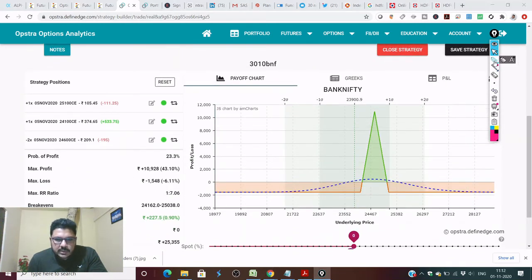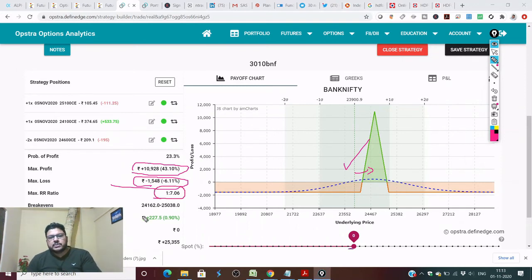You can see my risk is about 1500 rupees. If my view goes wrong, I am losing 1500. If my view goes right and it lands up into this, then my profit is going to be 10,000 rupees. So isn't it good enough? It's a 1:7 ratio trade.